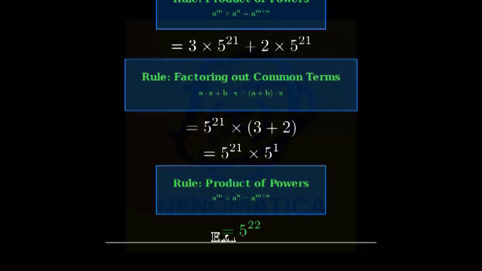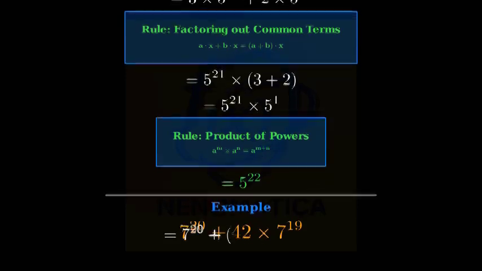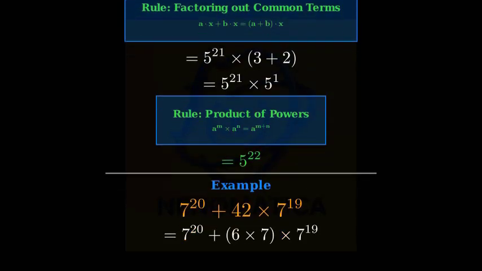Now, let's move on to our second example. We have 7 to the power of 20 plus 42 times 7 to the power of 19. First, we notice that 42 can be written as 6 times 7. So our expression becomes 7 to the power of 20 plus 6 times 7 to the power of 19.